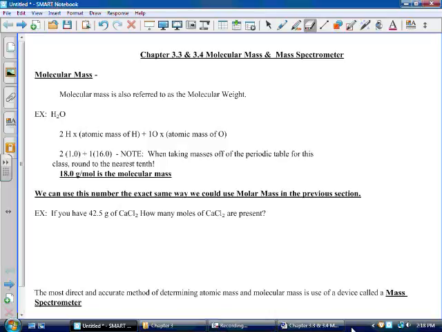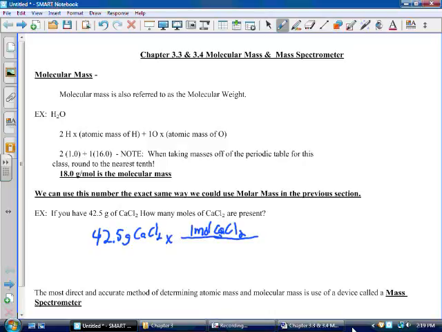Let's look at an example of what I mean. If I have 42.5 grams of calcium chloride in a reaction, and I need to know how many moles of calcium chloride are present, here's how I go about solving that problem. I would take the number given in grams, 42.5 grams of CaCl2, and I would use the same process I did in section 2. I would take 1 mole of CaCl2 over its molecular mass. The molecular mass of calcium chloride, unlike before, I can't just look up on the periodic table.